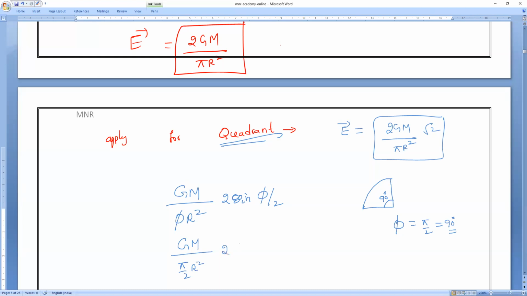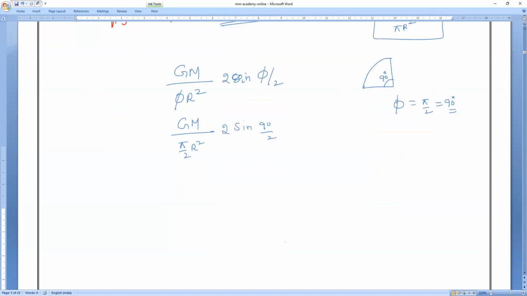Here, 2 into sine of what? Sine of 90 by 2, which equals 45. So sine 45, how much is the value? This 2 will go up. So pi r square, and here this 2 is remaining. 2 into sine 45. Sine 45 is equal to 1 by root 2.